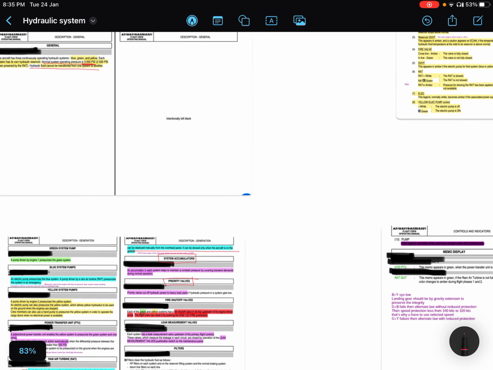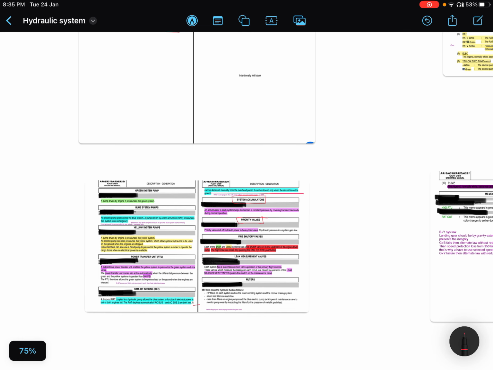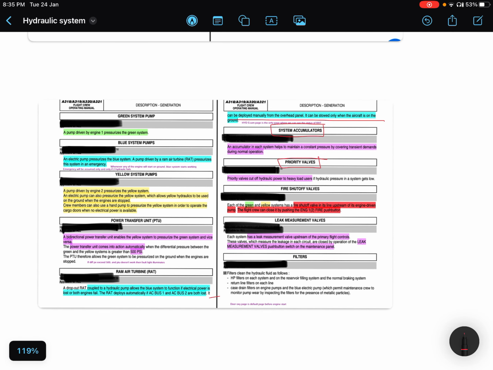I know I repeat things again and again, but it's for you only. The things will strike in your mind again and again, and your mind will register them easily. That's why I repeat things again and again. So priority valves cut the hydraulic power to the heavy load users if hydraulic pressure in the system gets low.